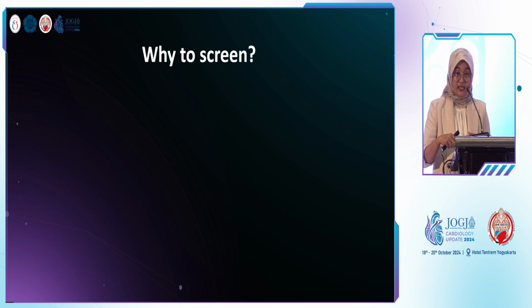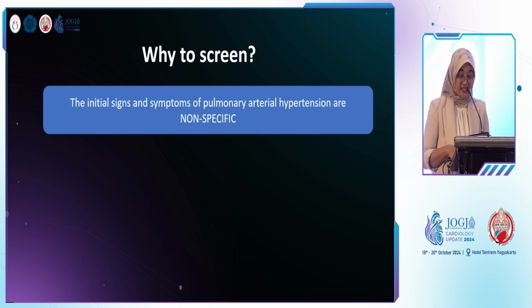So what is the screening of pulmonary arterial hypertension, and why do we need to screen? Because the initial signs and symptoms of pulmonary arterial hypertension are quite non-specific. As I mentioned previously, patients sometimes come to the hospital with breathlessness or shortness of breath, fatigue, syncope, or chest tightness. When they come to the hospital, doctors frequently consider another cause of cardiac problems.